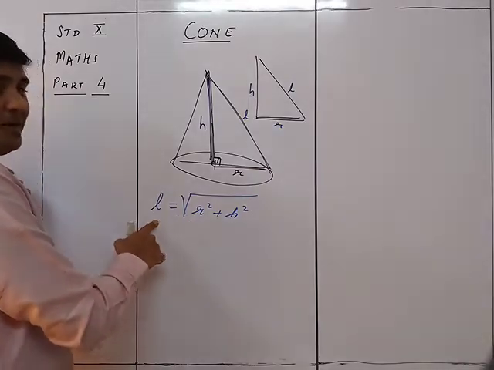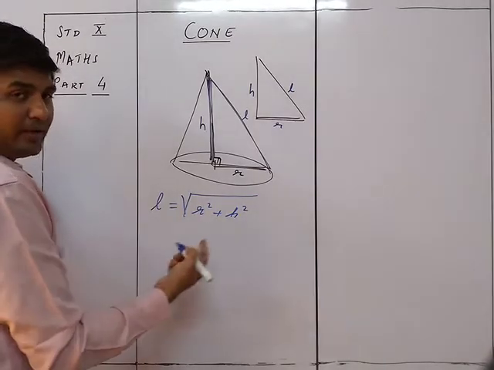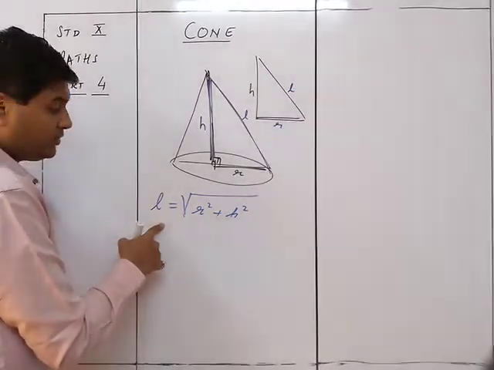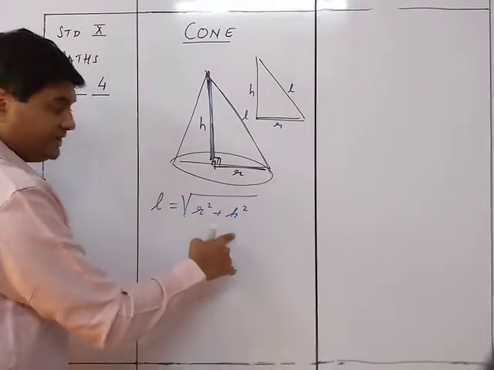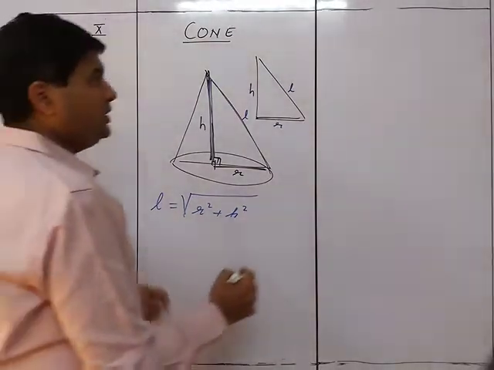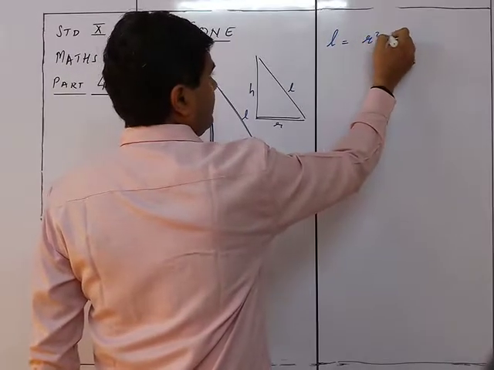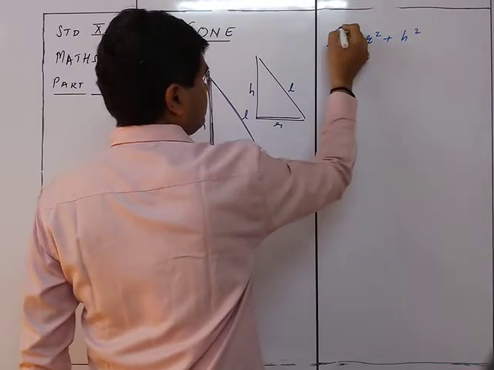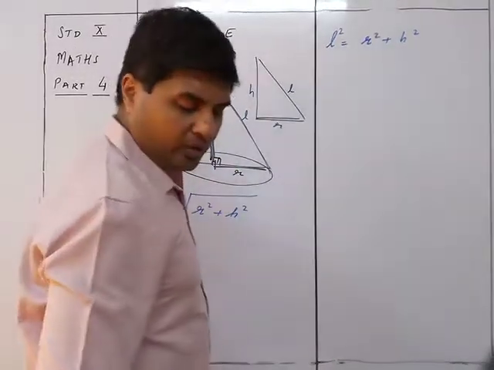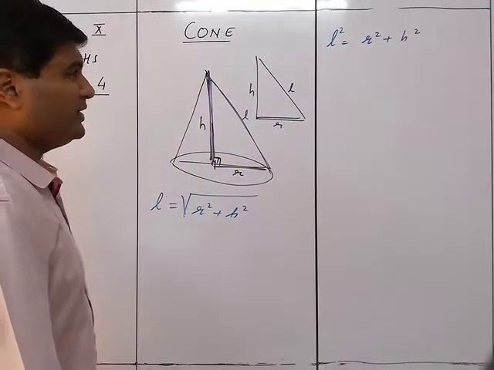We can say L square is equal to h square plus r square, or we can directly say L, that is slant height, is equal to the square root of r square plus h square. That's the first formula we are using. You can take it this way, or you can also take the square root. So one and the same.